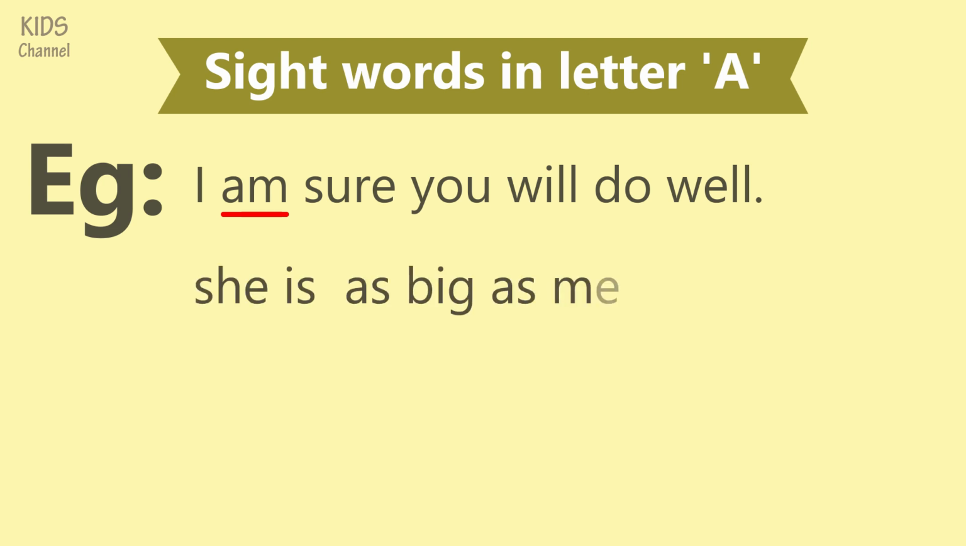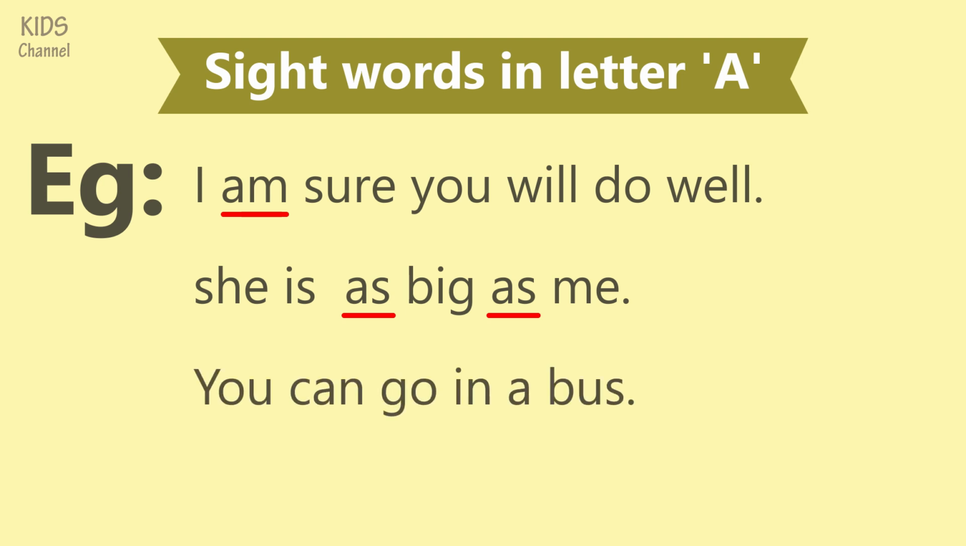Example 2. She is as big as me. Here, as is a sight word in letter A. Example 3. You can go in a bus. Here, a is a sight word in letter A. From the above examples, am, as, are the sight words that you can identify from the letter A.